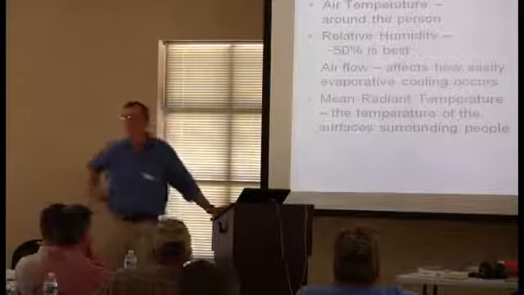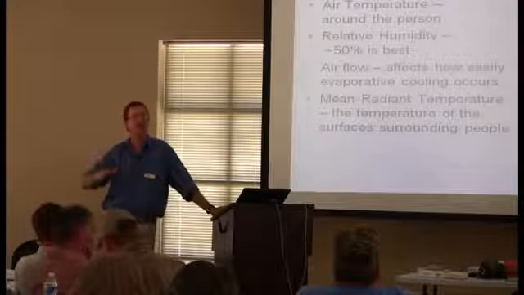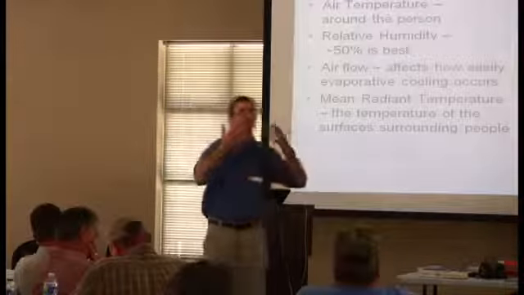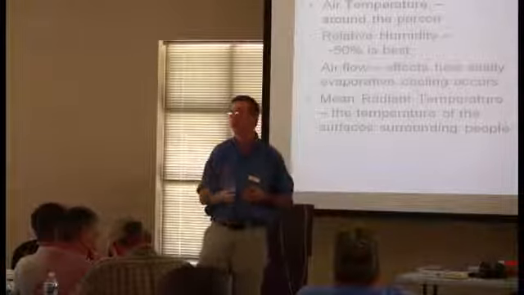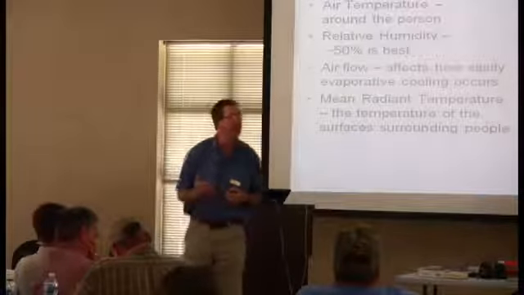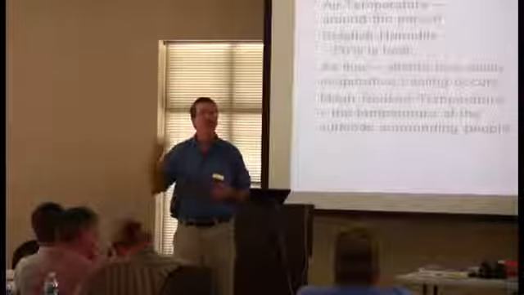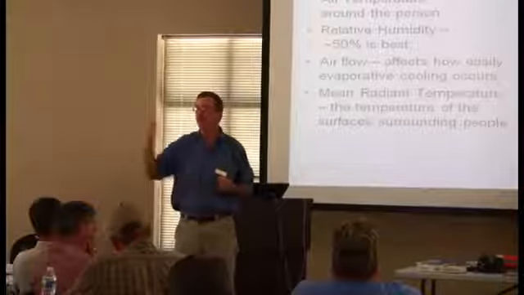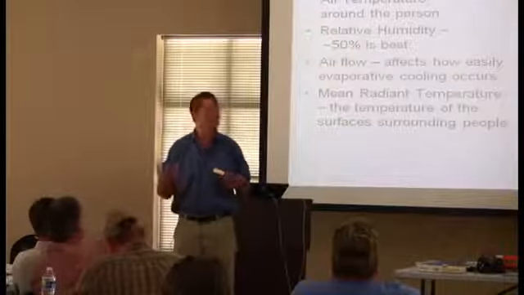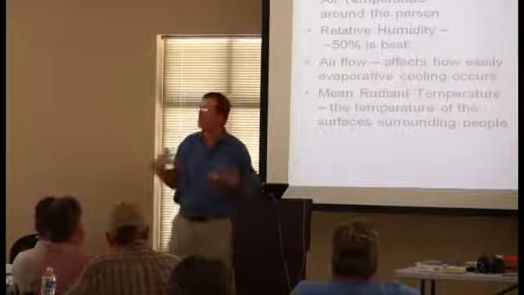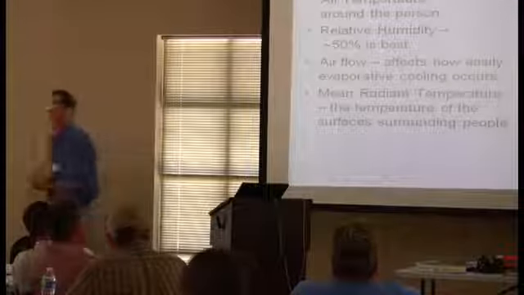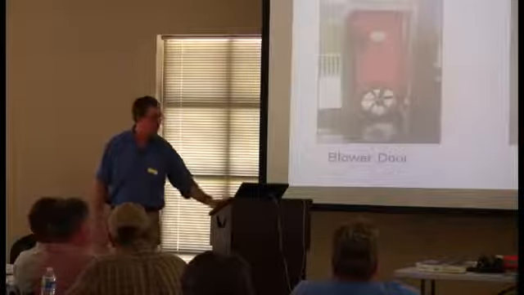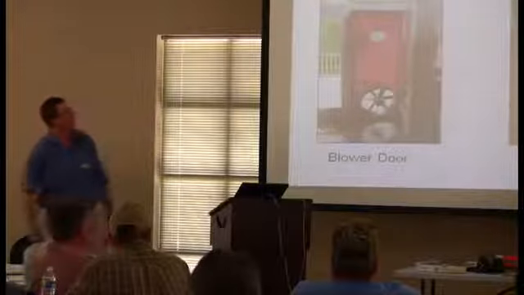And then the last thing is surfaces that surround you affect your comfort. Remember we said your body is either radiating heat away or absorbing heat based on the surfaces surrounding you. If the surfaces around you are cold, even though the air is 70 degrees, you feel cold. If the surfaces around you are warm, even though the air is 60 degrees, you feel warm. So those are some things to consider. Any thoughts on those? All right, let's wrap up with a picture of the test that we're going to do.